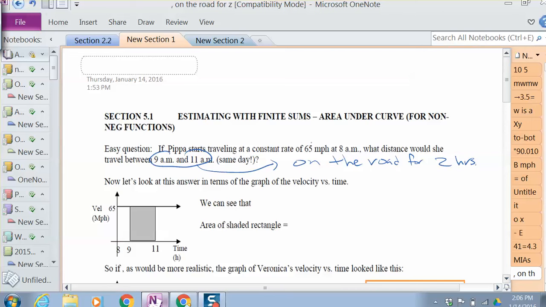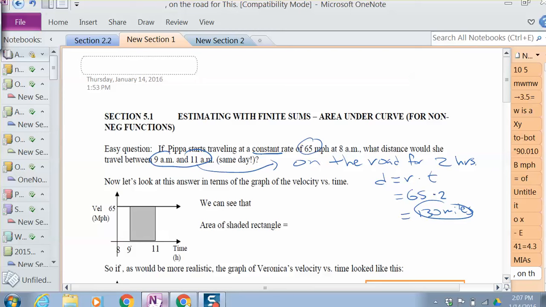And of course, her rate is 65 miles per hour. So we know distance is rate times time. So 65 times 2, she traveled 130 miles. So that's pretty straightforward. What if we were to think of this graphically? The fact that her speed is constant, that's going to be a horizontal line. So if we were to graph velocity versus time, that'd be 65.